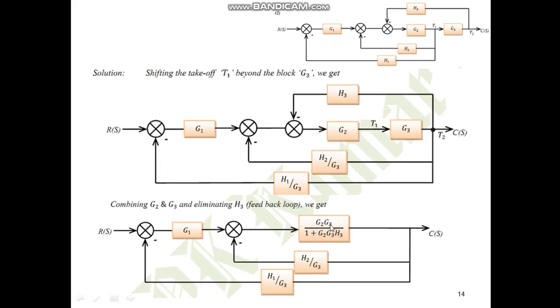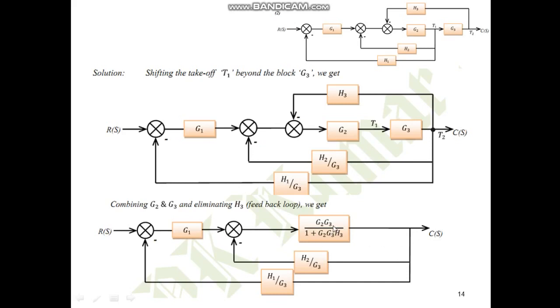loop, that is G2 G3 because they are in series, divided by 1 plus G2 G3, these two terms, and this feedback H3. So now after eliminating this minor feedback loop, we got a single transfer function or single block in the forward line, a single block in the reverse line, along with one summing point, single input and single output.